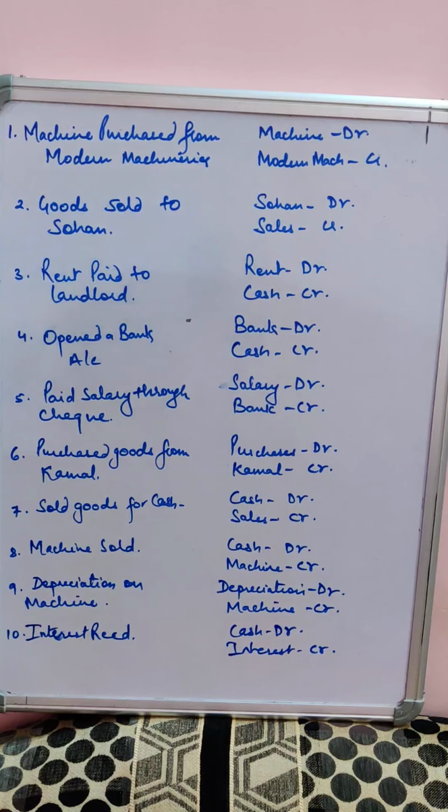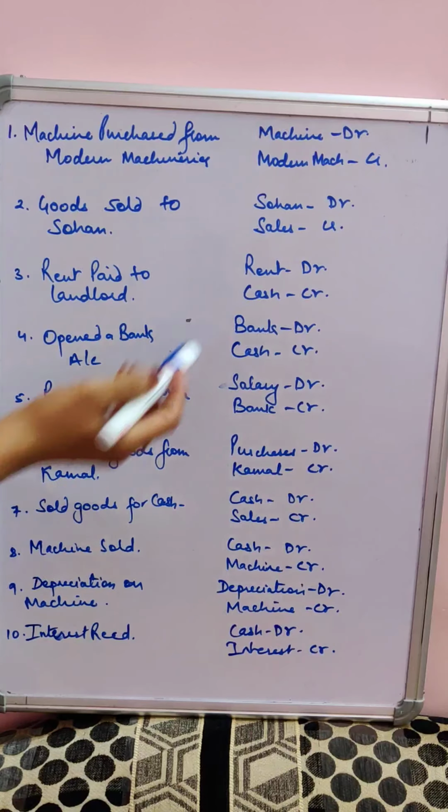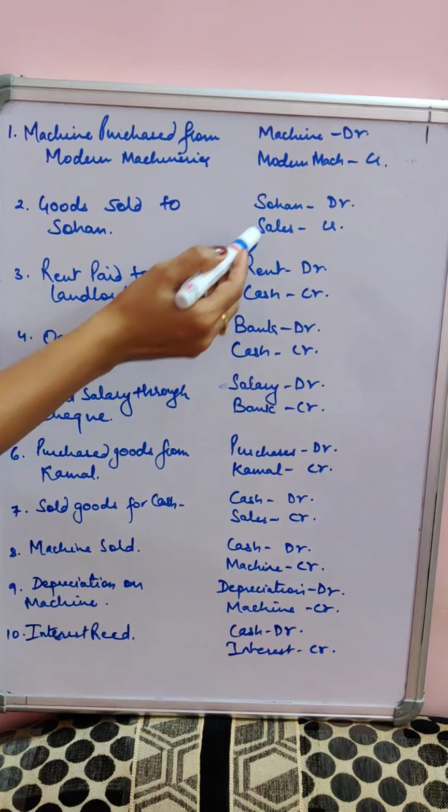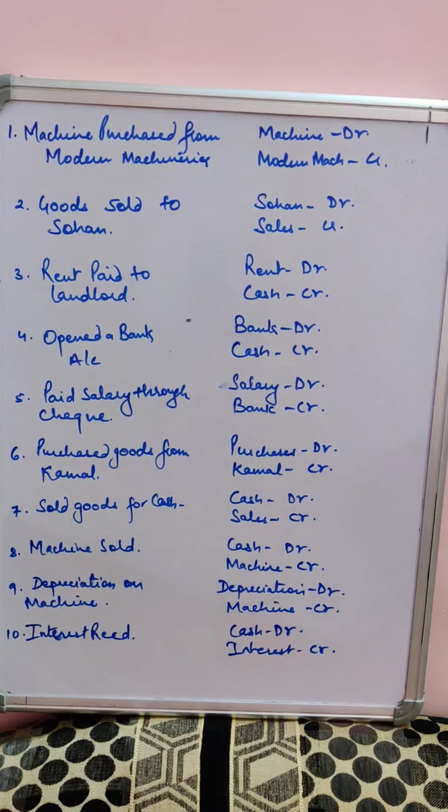So here, goods sold to Sohan, your entry will be Sohan will be debited. Why will Sohan be debited? Because Sohan is a debtor and a debtor is part of your asset. Any increase in asset will be debited. Sales will be part of your revenue, and any increase in revenue will be credited. So sales is revenue and Sohan is asset.